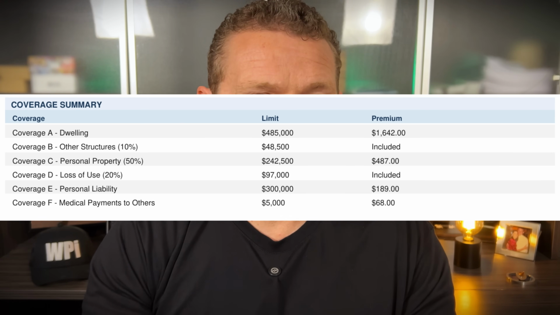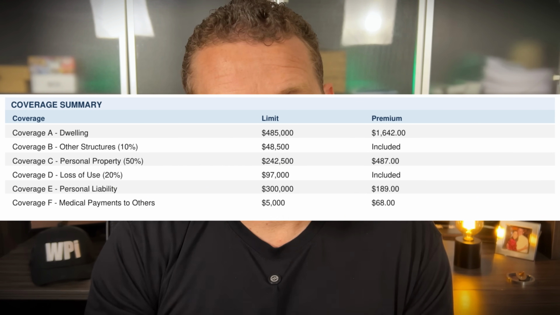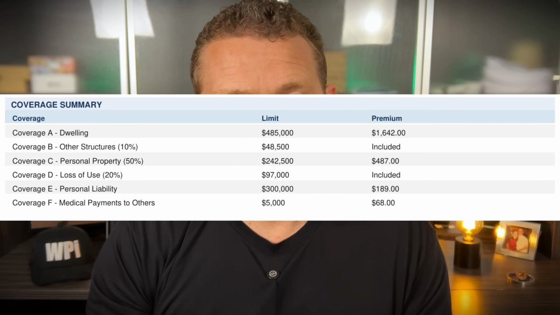Coverage F is medical payments to others. This is a smaller limit, usually $1,000 to $5,000. It covers minor medical expenses for someone else in certain coverage situations, often without having to prove fault. It's not the same thing as personal liability. It's more of a goodwill coverage designed to handle small medical bills without having to prove negligence.